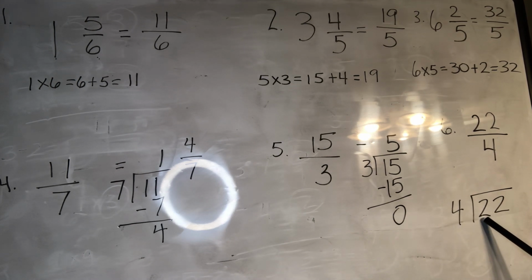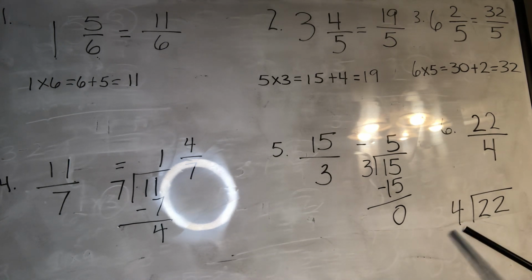Is 4 bigger than 2? Yes. 4 is bigger than 2. So now we have to look at both numbers together. We don't skip a number. We look at them together, and together that gives us 22. So now we have to know how many groups of 4 we can get out of 22.